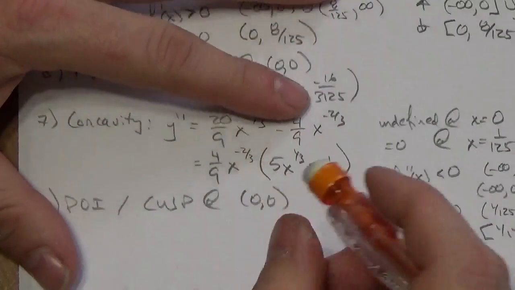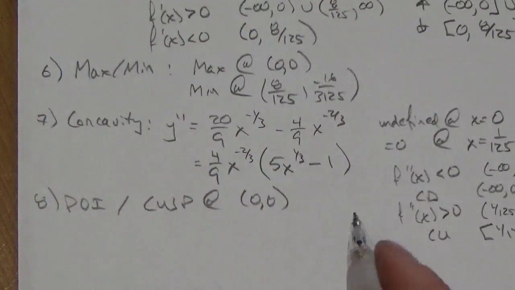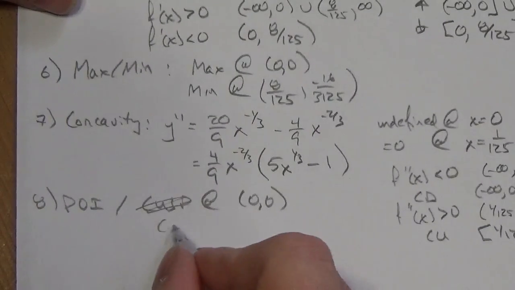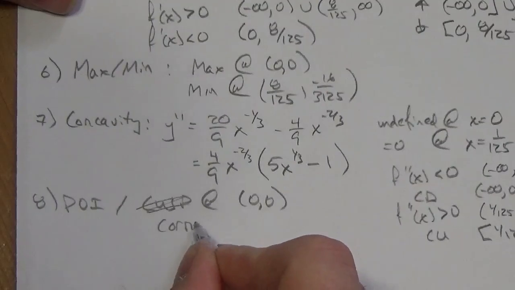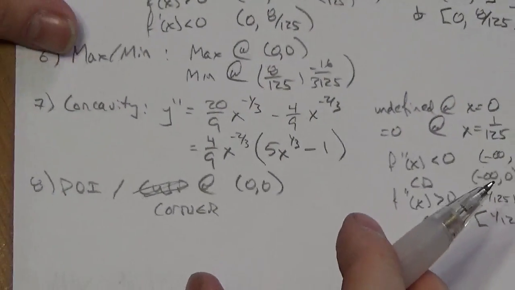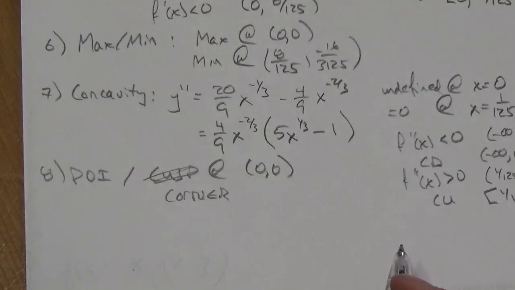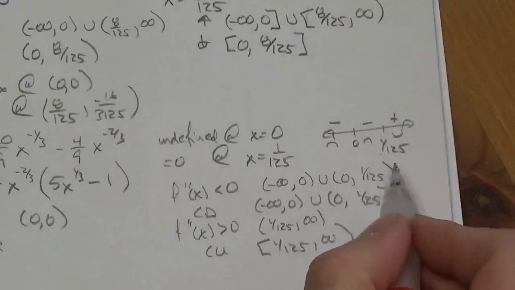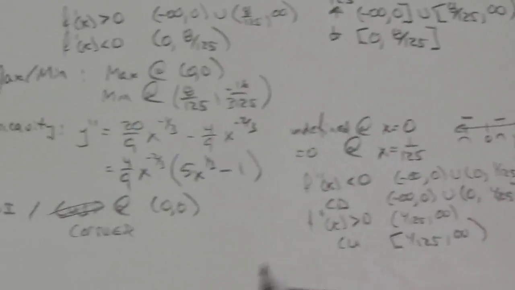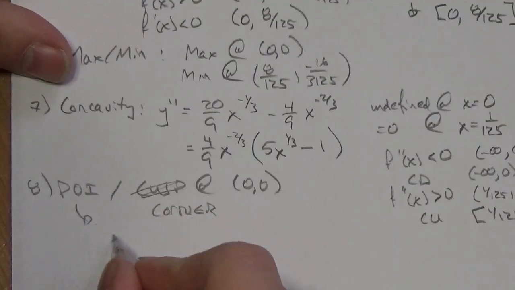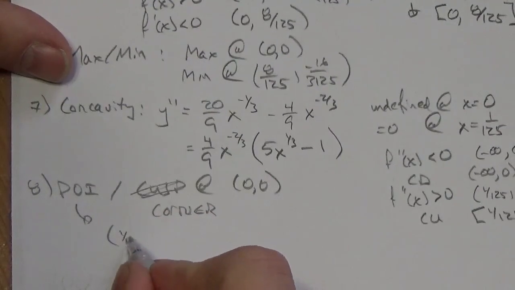Or not necessarily a cusp even. Actually, at this point here, I don't even think this counts as a cusp. I believe this one is more of a corner, and you'll see why in just a second. Right now it looks like a cusp, but I might be wrong in that. Here, we do have a point of inflection at 1/125th because the concavity changes here. So we do have a point of inflection at 1/125th.